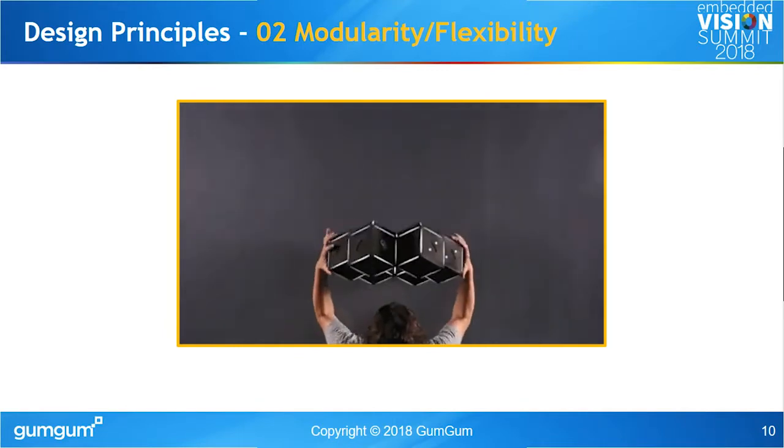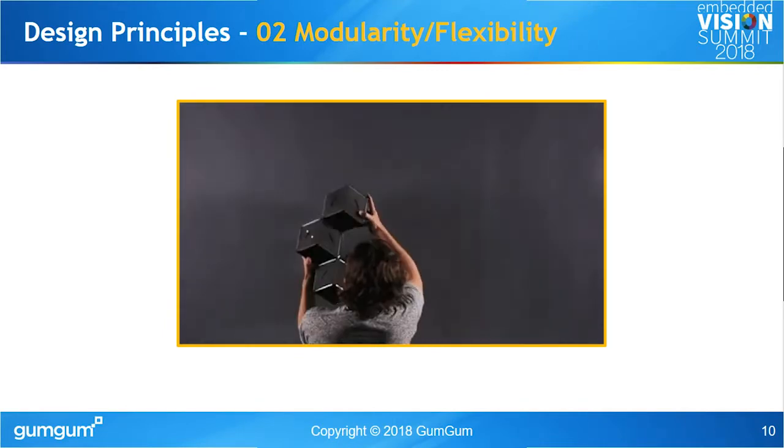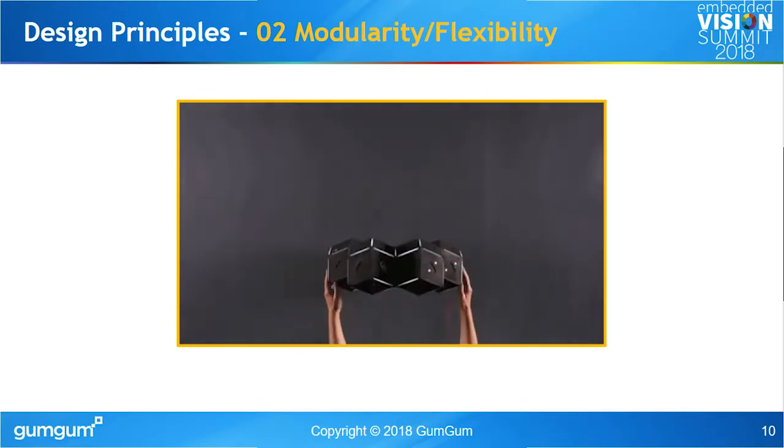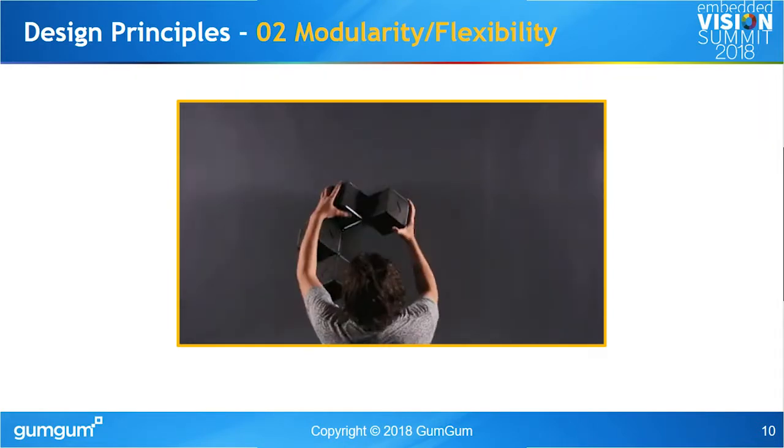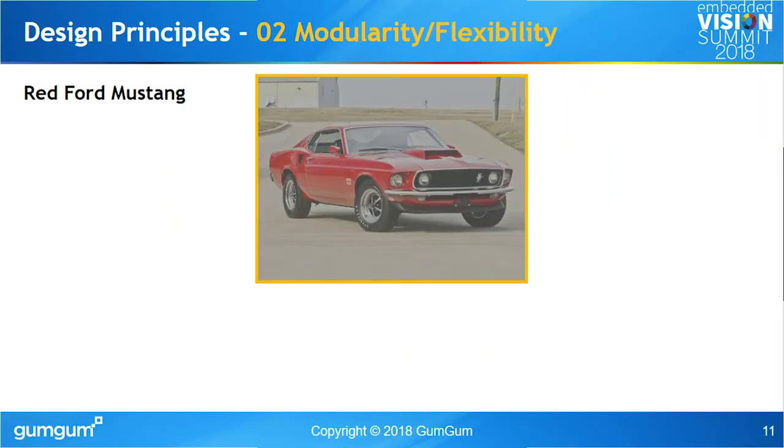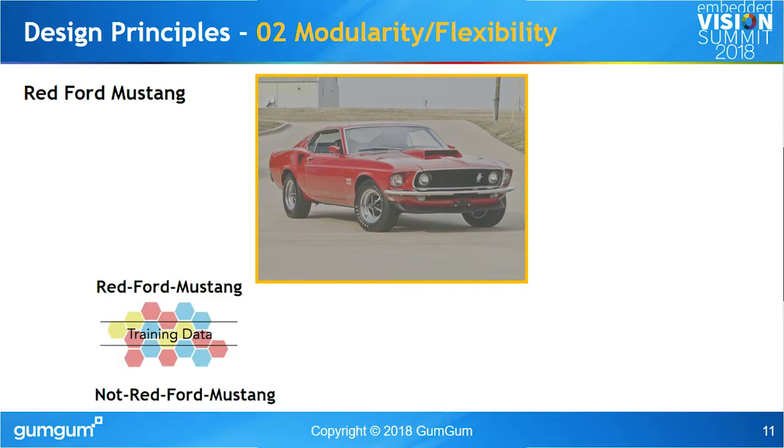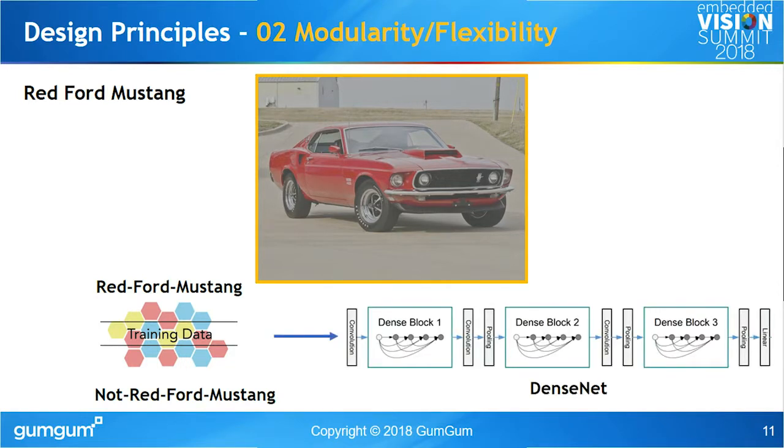Modularity. And I love this GIF because it shows us exactly what we're trying to achieve here. Let's just go through a quick example. Say a product manager came up to you and said, hey, can we identify red Ford Mustangs in images? You're a machine learning, say deep learning engineer, say, for sure. Collect me some data, label it as red Ford Mustangs and not red Ford Mustangs. I'm going to throw it at a net that I think works best. Voila, my job here is done.